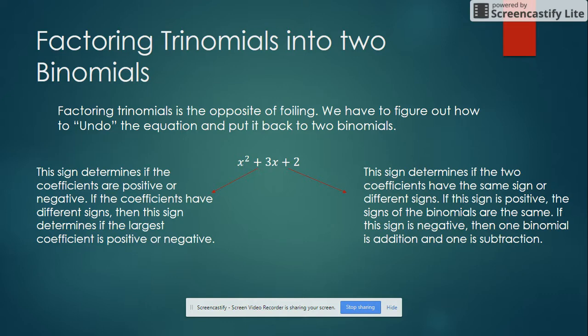If the second sign is positive, the signs of the binomials are the same. If the second sign is negative, then one of the binomials is addition and one is subtraction.